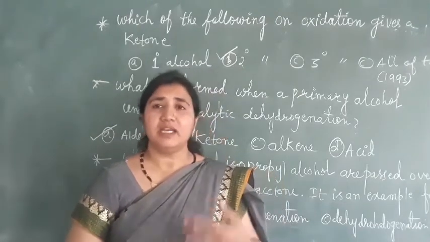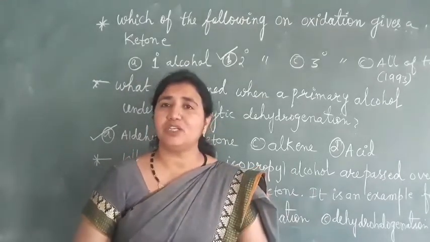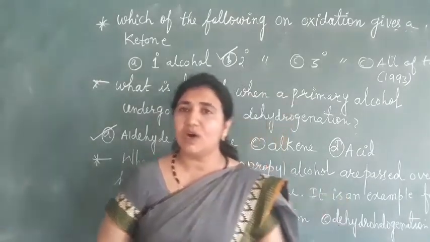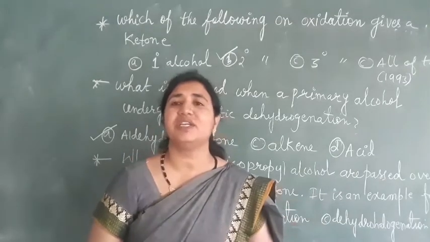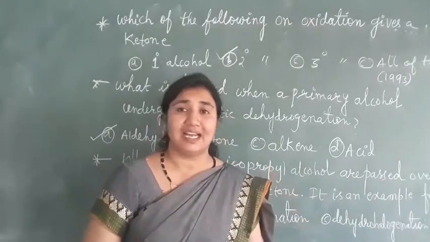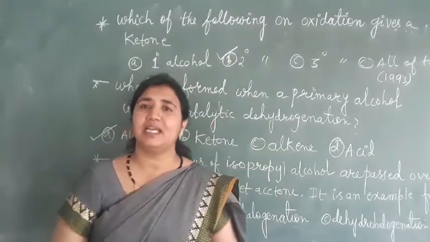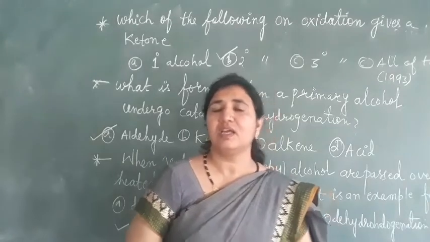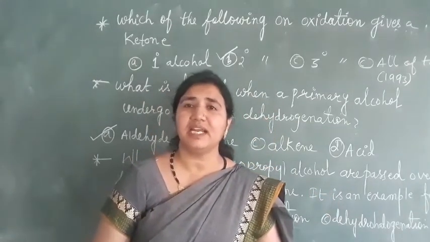And third is about copper. When alcohols are passed over heated copper at 573 Kelvin, primary alcohols give aldehyde, secondary alcohols give ketones, and tertiary alcohols give alkenes. MnO2 is used only for benzylic and allylic alcohols for oxidation. So this reagent will oxidize only benzylic and allylic alcohol.